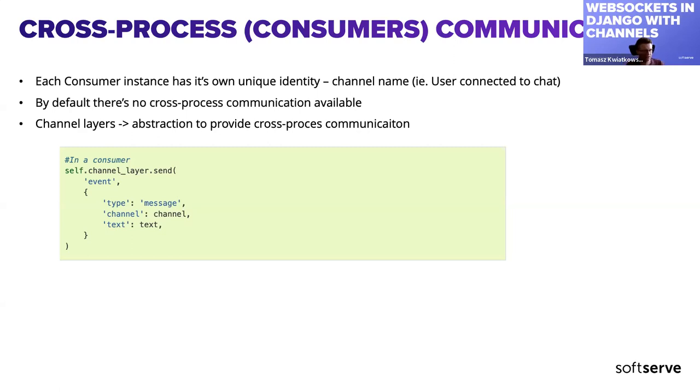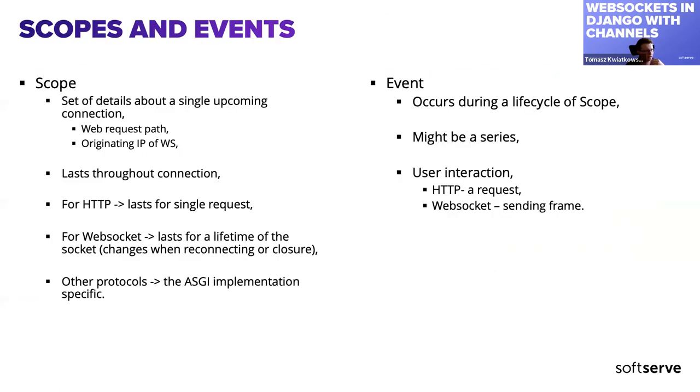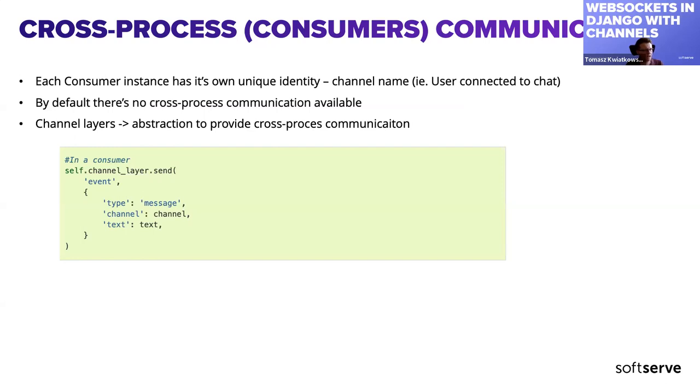And because of that limitation, channels are introducing yet another abstraction layer, which I mentioned already before on this particular schema, which is called the channel layer. So basically the channel layer allows us to provide the cross-process communication from the perspective of possibility of exchanging the messages between unique channel names, right? This is the example of a simple message that might be sent in the consumer in order to be sent outside of the process to the other process, let's say. No, I see I have this error here. Okay.